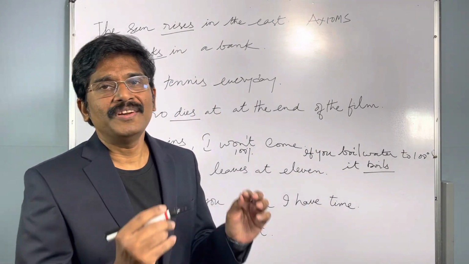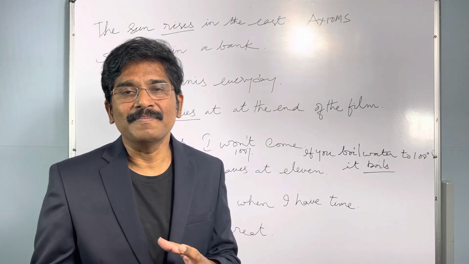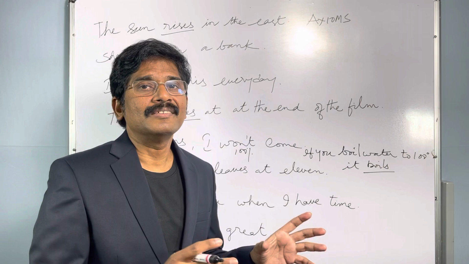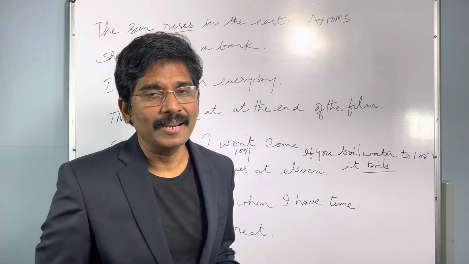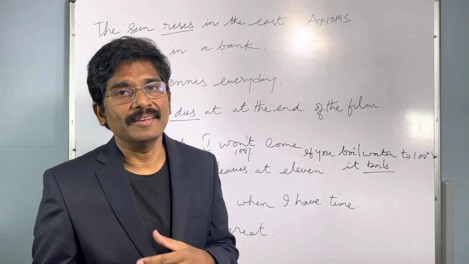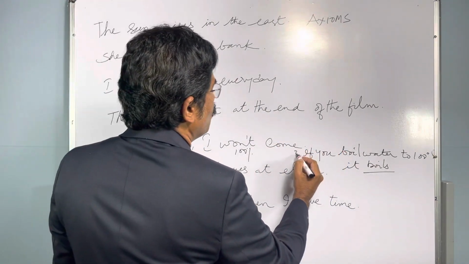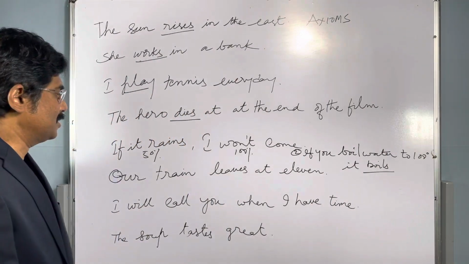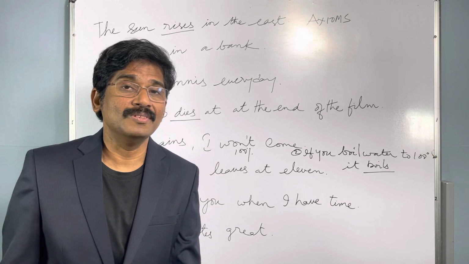Suppose if it doesn't rain for a long time, the earth gets very dry. We don't say the earth will get very dry. The earth gets very dry because it's a scientific truth. So this is the second way of using this. Now, to talk about the future also, sometimes we use simple present tense.